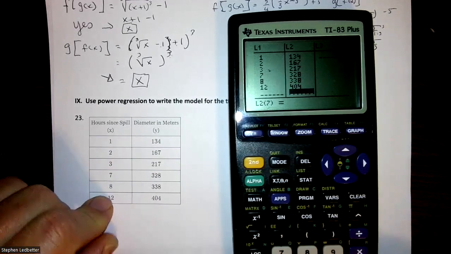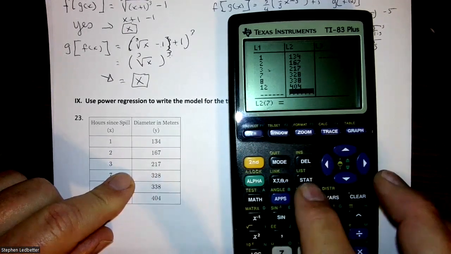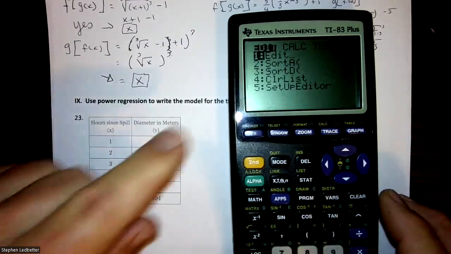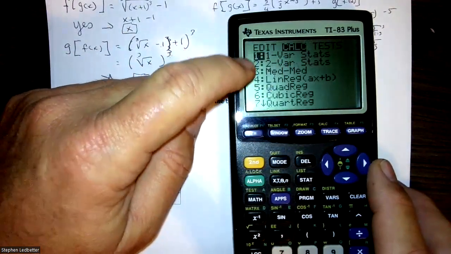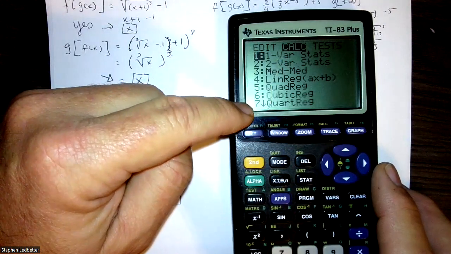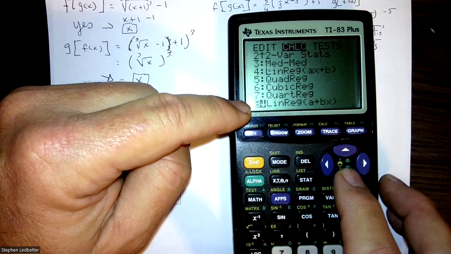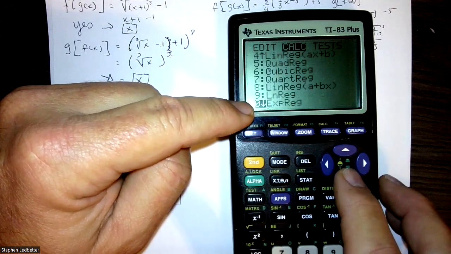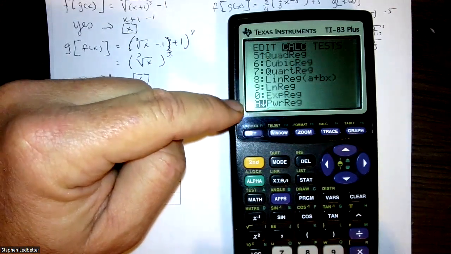So the next thing you do is hit stat again, same button. This time you go over to calc. These are all the regressions. We did linear regression, quadratic regression, exponential. So you scroll down. Like I said, my calculator is a little different than yours. There's the exponential, and look, there's the power one. It's the letter A. So we hit enter.